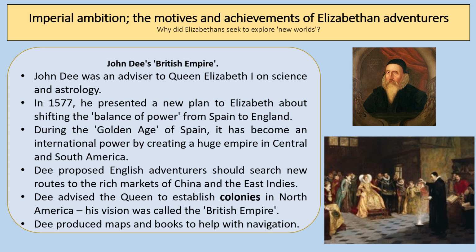And in 1577, he presented a new plan to Elizabeth about shifting the balance of power from Spain to England. During the golden age of Spain, it had become an international power by creating a huge empire in Central and South America. And Dee's proposal was that English adventurers should search new routes to the rich markets of China and the East Indies. Dee advised the Queen to establish colonies in North America, and his vision was called the British Empire. And he produced maps and books to help with navigation.